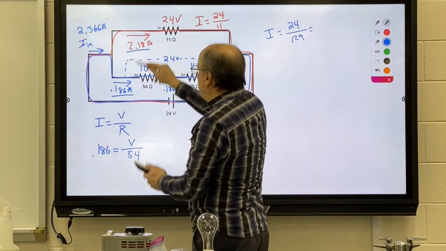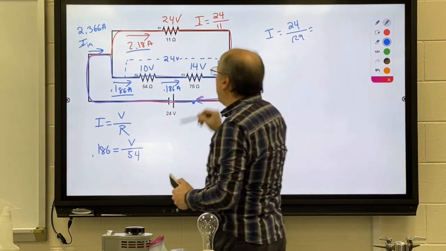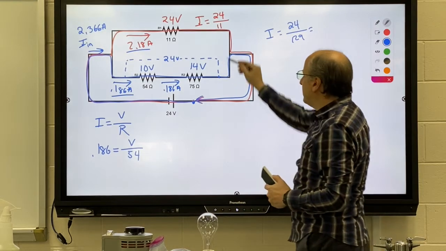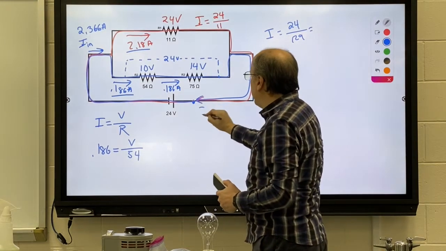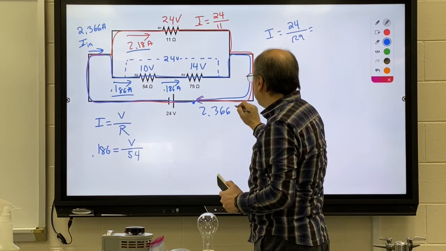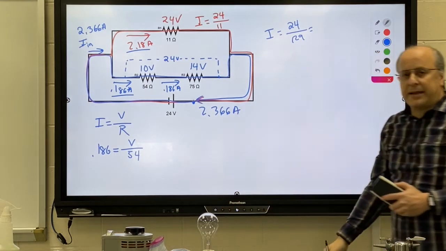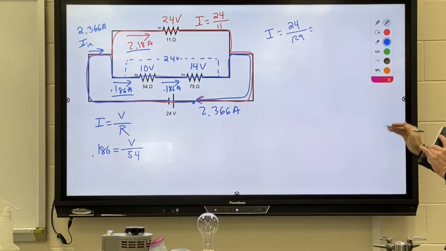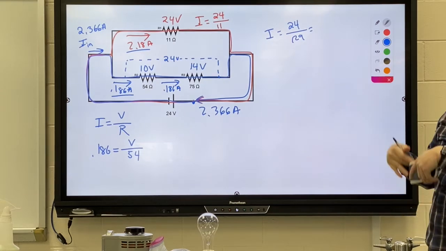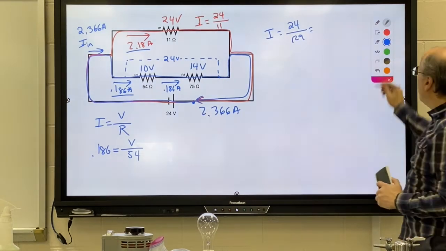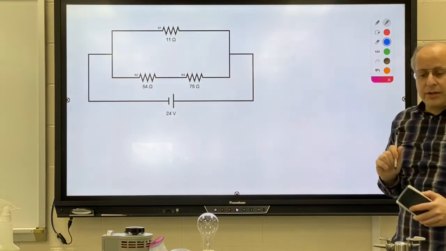It split into two. More took the top because it had less resistance. It joins back up again, and 2.366 would enter back into the battery. We could see we use junctions and we use loops to figure out what is happening in that circuit.